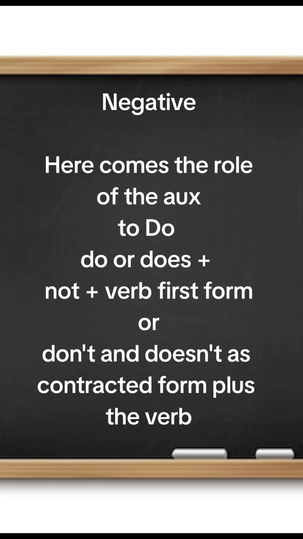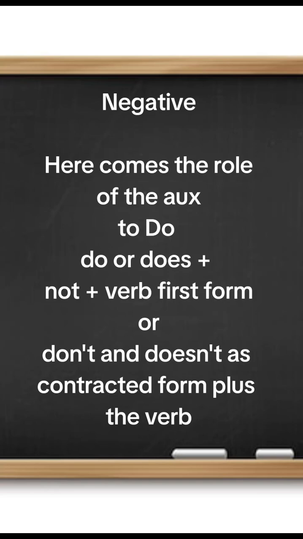For the negative form or structure of the present simple, guys, here comes the role of the auxiliary verb to do. Remember when our teachers asked us to learn to do, to have, and to be by heart? Because in every tense we need one of them. And here, to do as an auxiliary works as a helping verb to the present simple, to the tense present simple. So the structure is easy.